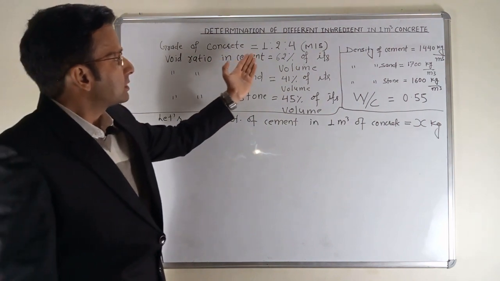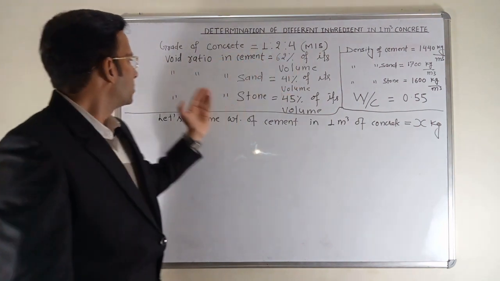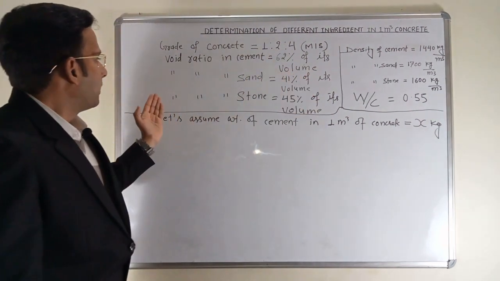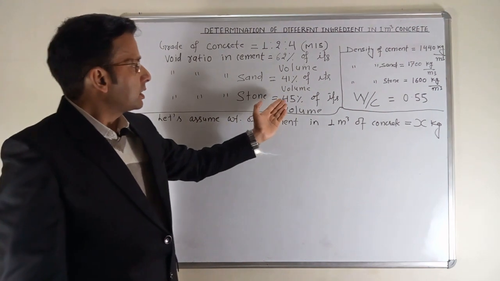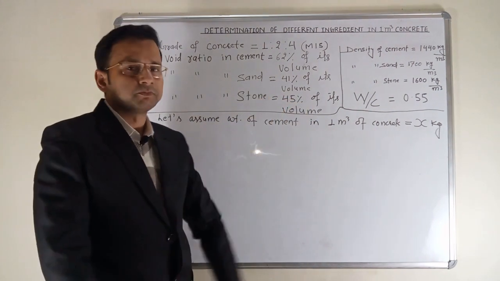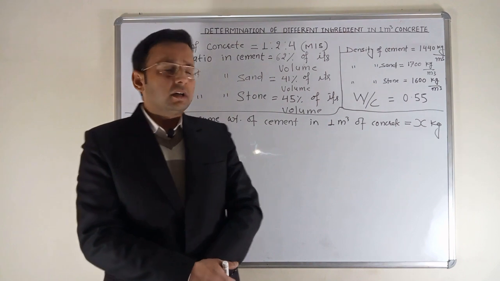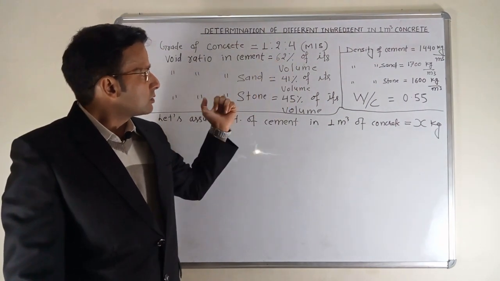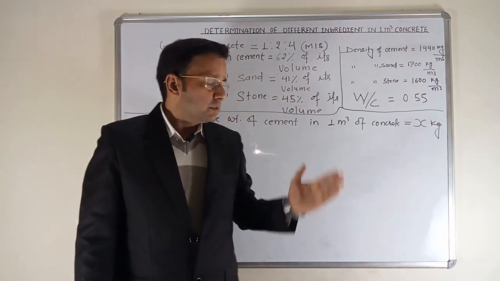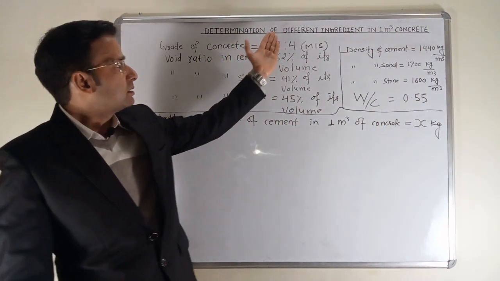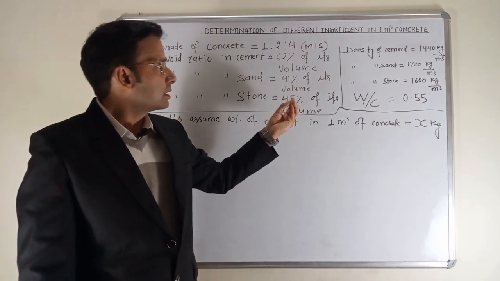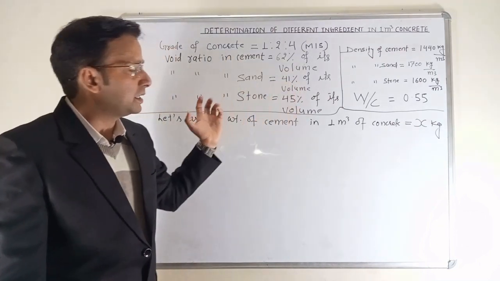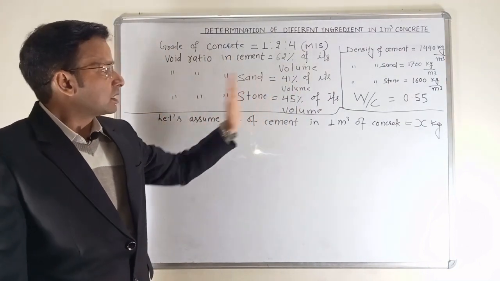Void ratio in cement is 62% of its volume. Void ratio in sand is 41% of its volume. And void ratio in stone is 45% of its volume. Now you people might be thinking, how can the void ratio be 62% of its volume, even 41% of its volume? To explain this concept, I took an example from the UPSC Engineering Services examination. So I didn't take any data from my own side. These are the data given.